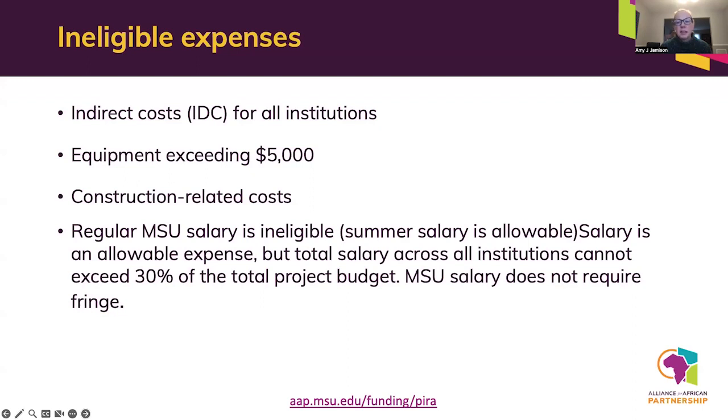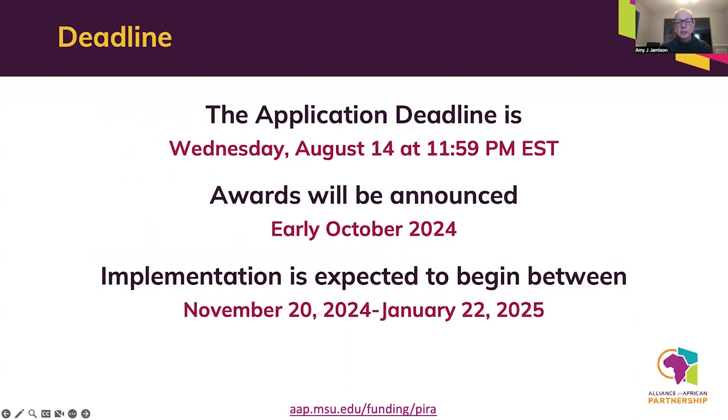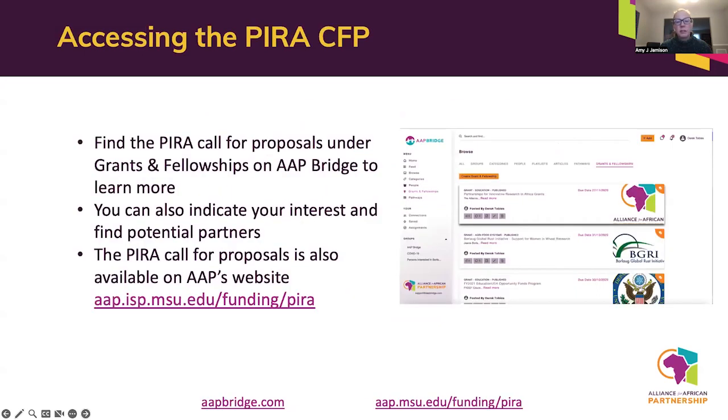And I think that is the end of my piece of things. Oh, well, the most important part, the application deadline is due Wednesday, August 14th at 11:59 p.m. Eastern Standard Time. And awards, we plan for awards to be announced in early October, with implementation beginning between November 20th and January 22nd.